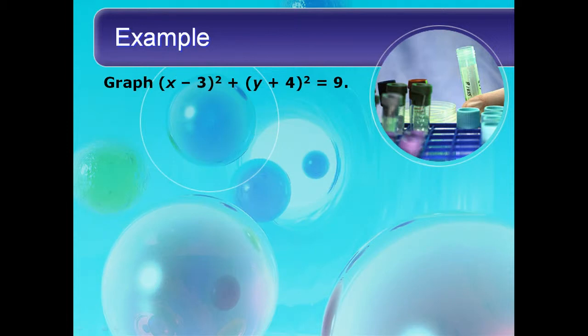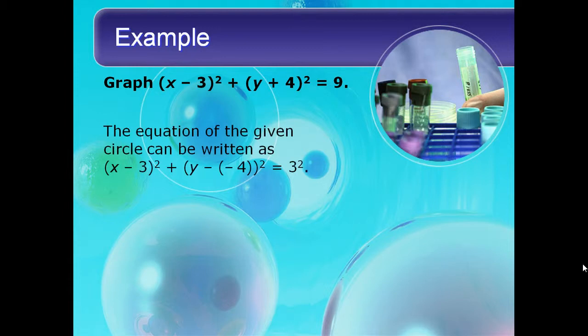Let's look at another example. Graph (x - 3) squared plus (y + 4) squared equals 9. Well, we look at this and we see that the equation gives us y minus -4, because this is positive, we know that it used to be negative before we negated it with our negative sign here. And we take the square root of 9 and we get 3. So h is 3, k is -4, and r is 3.